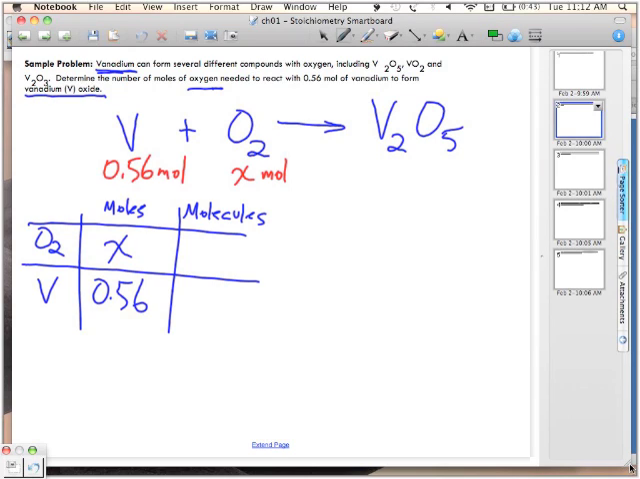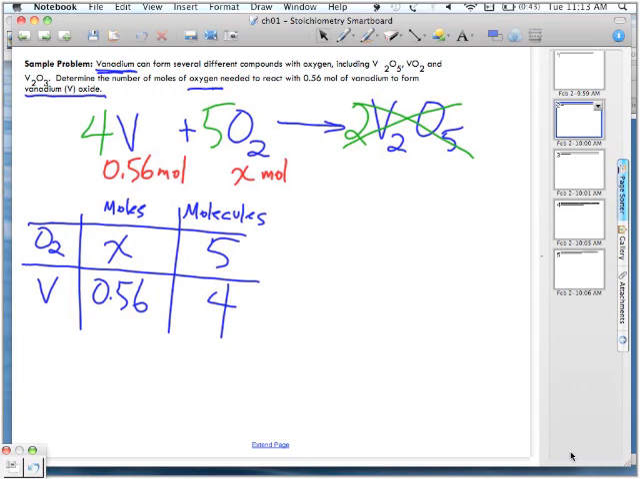When we're balancing it, what do we get? How many vanadium? 4. How many oxygen? 5. And how many vanadium 5 oxide? 2. But we don't really need this, since it's not being asked in our question. The ratio is based on this to that. So we have how many molecules of oxygen? 5. How many molecules of vanadium? 4.